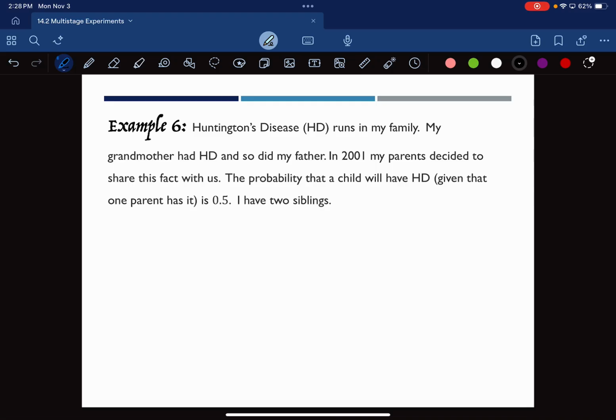And when someone has it, you have a 50-50 chance of passing it along to your children, your biological children. So my grandma had it, which meant that my father and my aunt each had a 50-50 chance of getting it. My father did have it. My aunt didn't. Doesn't have to work that way, right? You don't have to have a boy and a girl. It didn't have to be that they both had it or didn't have it, but it also didn't have to be that it was one of each.